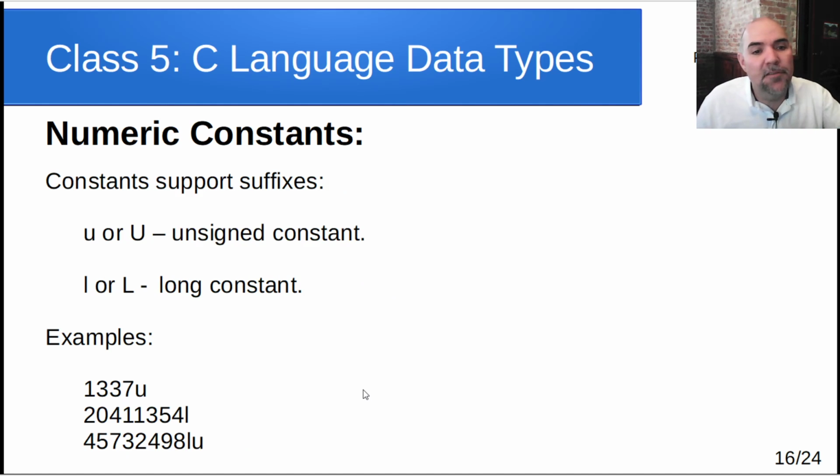Okay, now those constants support suffixes to change them from signed to unsigned, or from short to long. You can specify that by putting this at the end. So some examples down here. If you stick a U at the end, that becomes unsigned. If you stick an L at the end, it becomes long. If you stick an L and a U at the end, it becomes a long unsigned constant.